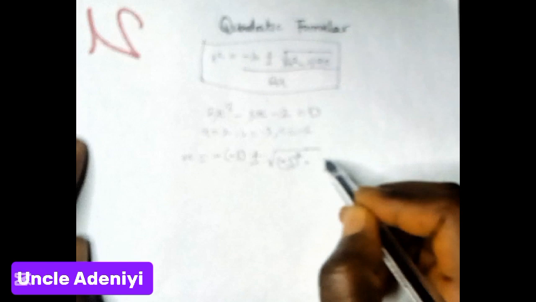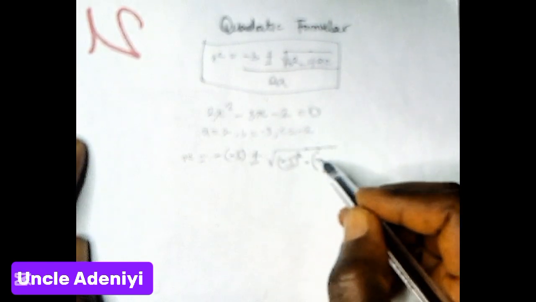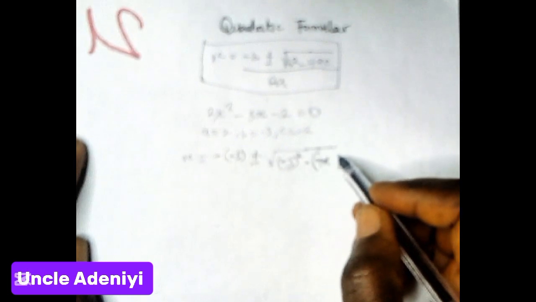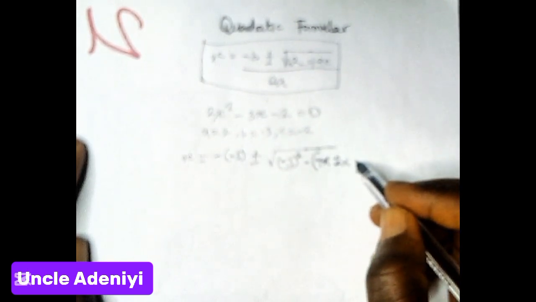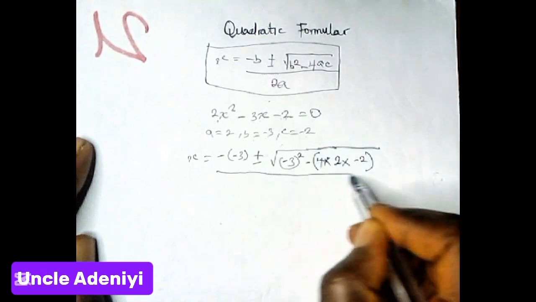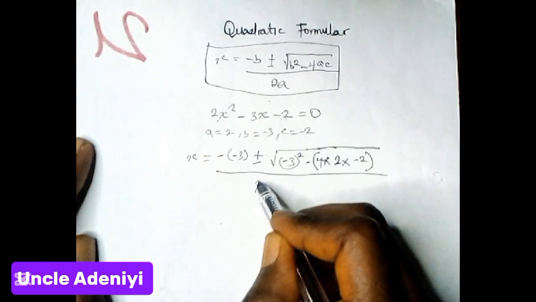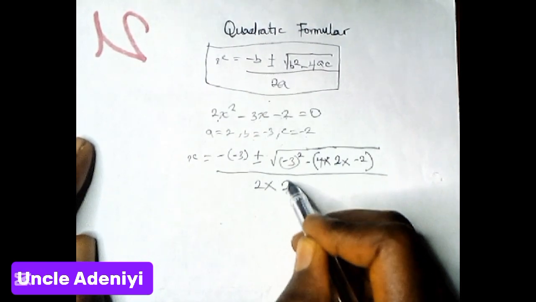So come write your minus 4. Open bracket. Put am inside bracket. 4 times. Wetin be your A? Your A na 2. Abi? Times. Wetin be your C? Your C na minus 2. Conclude the bracket. Abi? So over wetin? Over 2 times. Wetin be your A? Your A na 2. Abi?